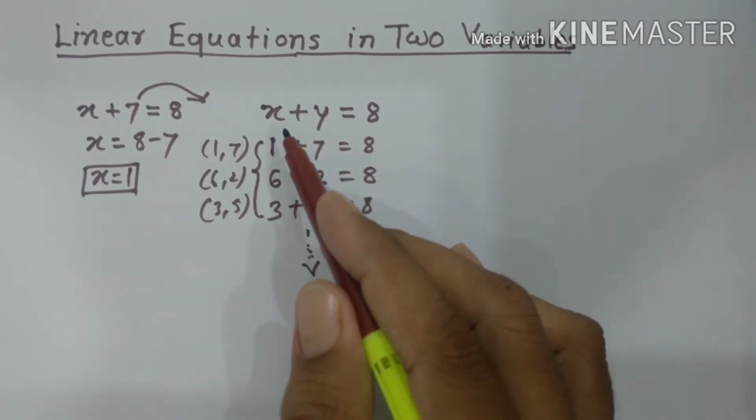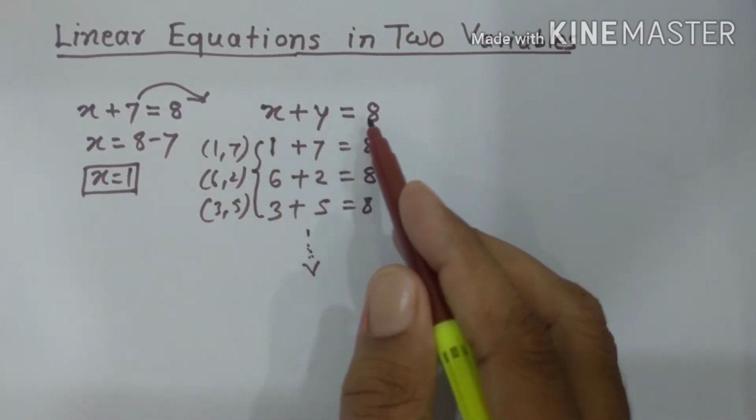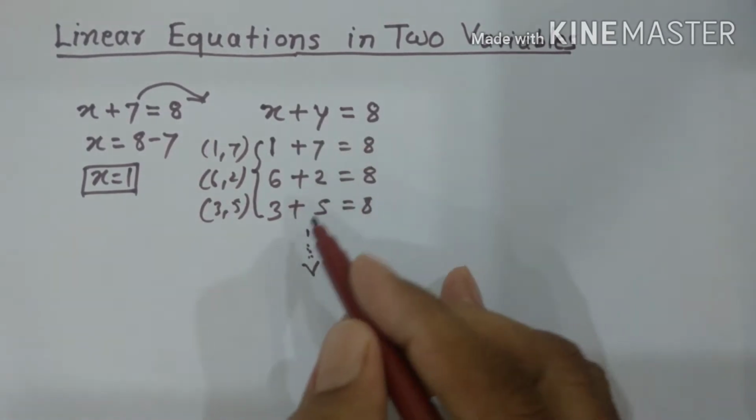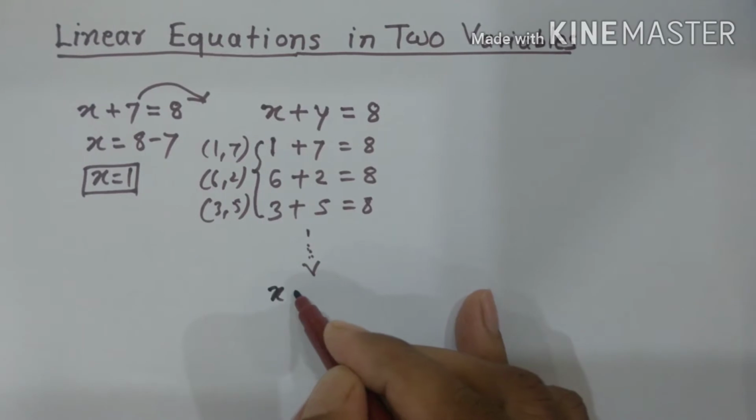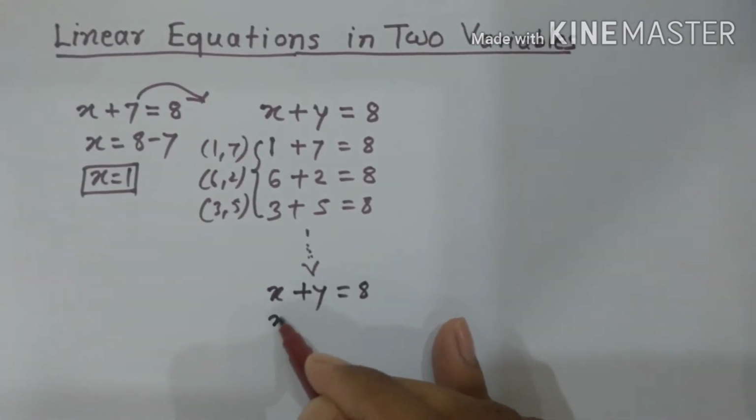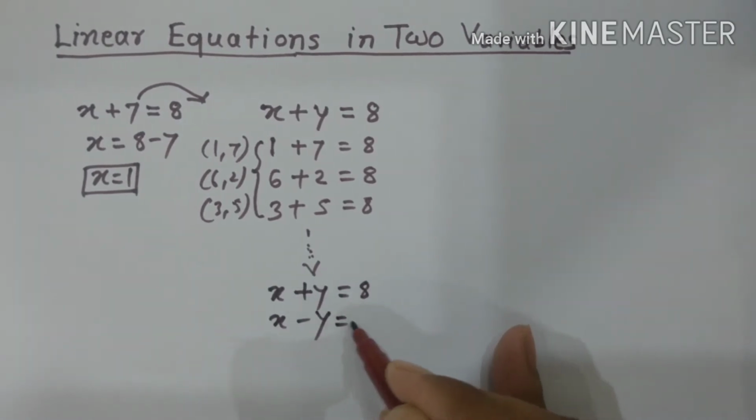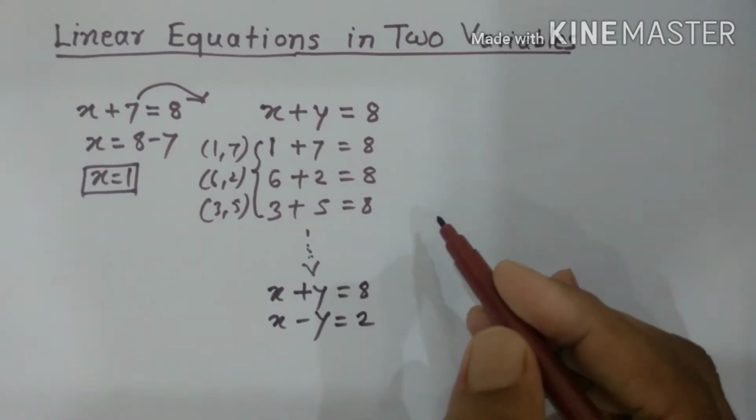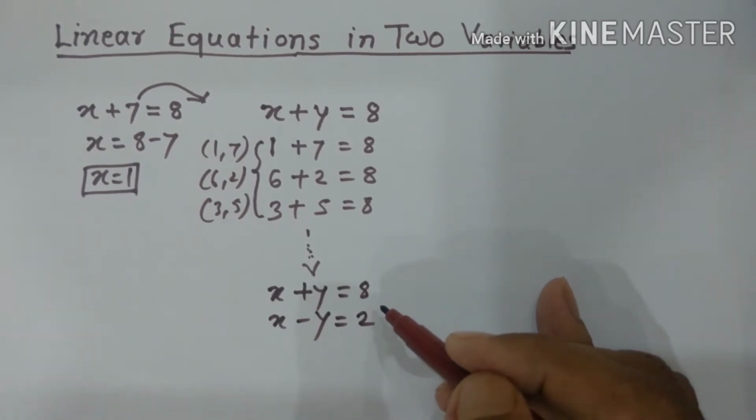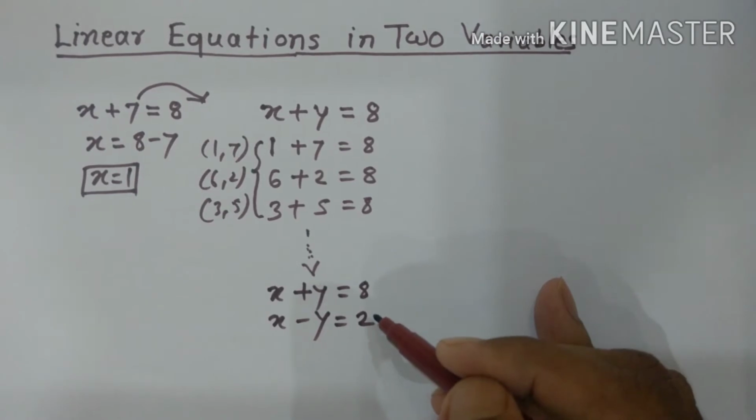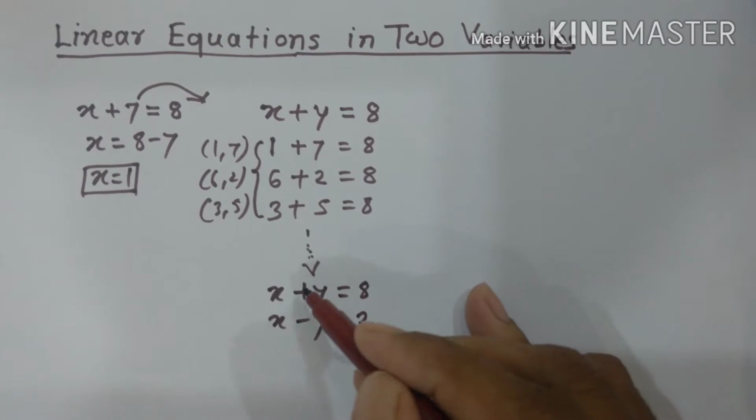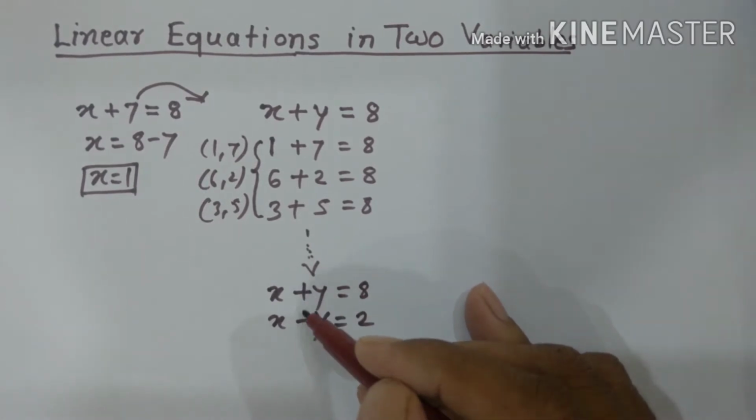Therefore to find the solution of this linear equation in two variables, we need another linear equation in two variables. For example, the first equation I take here is x plus y equals 8, and the other equation is x minus y equals 2. When we consider two linear equations in two variables at the same time, those equations are called simultaneous equations. The condition is that the pair of variables in both equations should be the same.